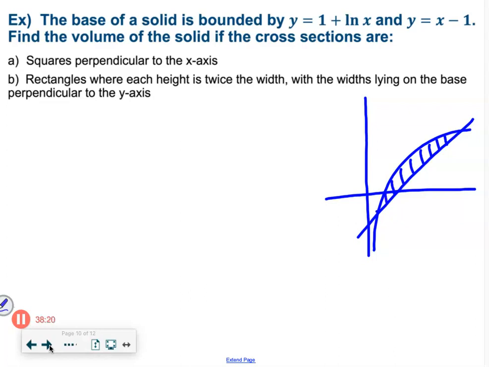You get this shape. We see this shape a lot. To me, I always think of it like a banana. It's another banana problem.